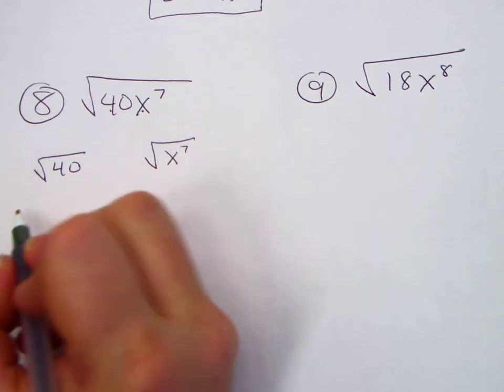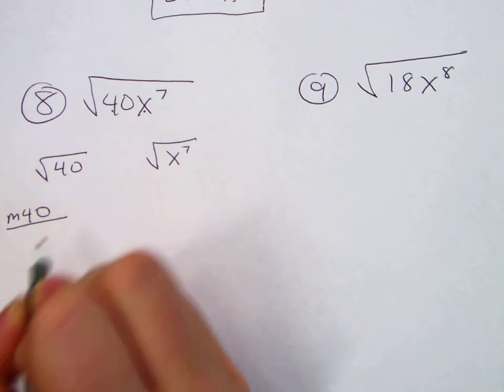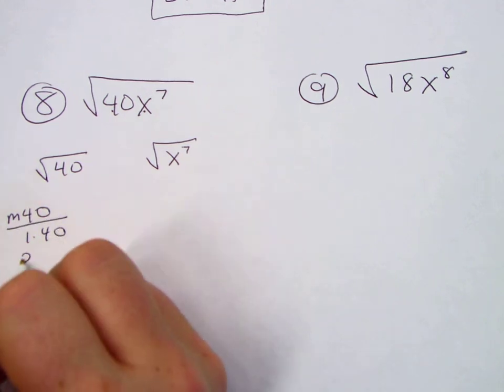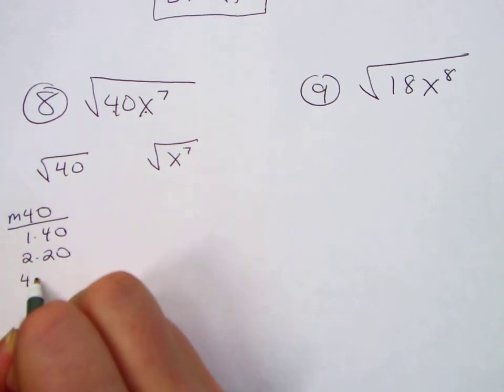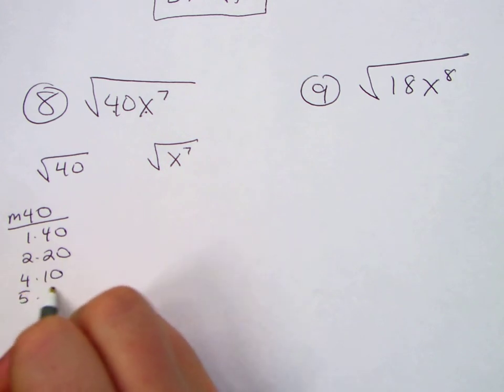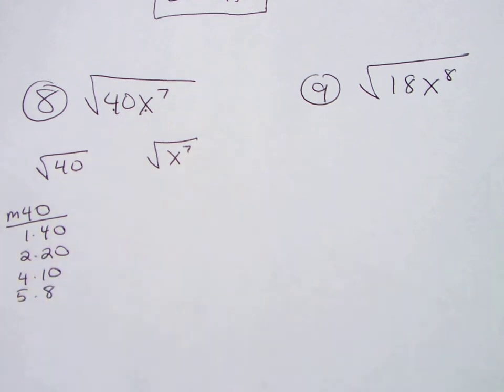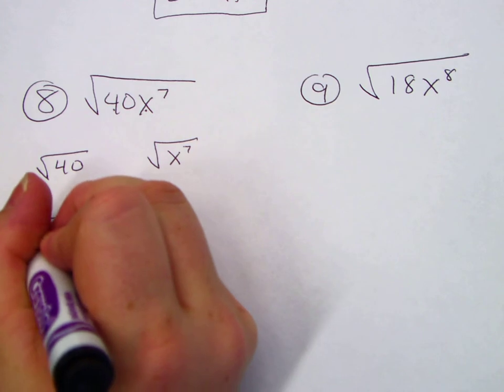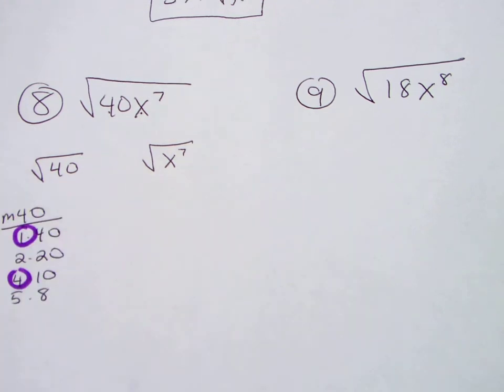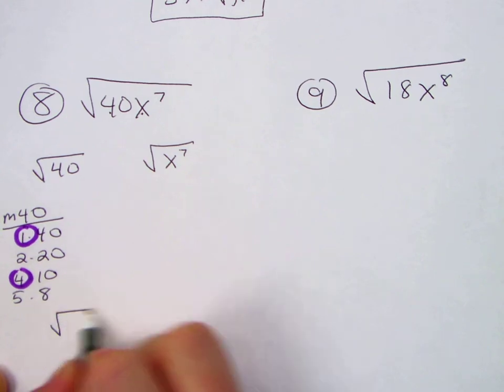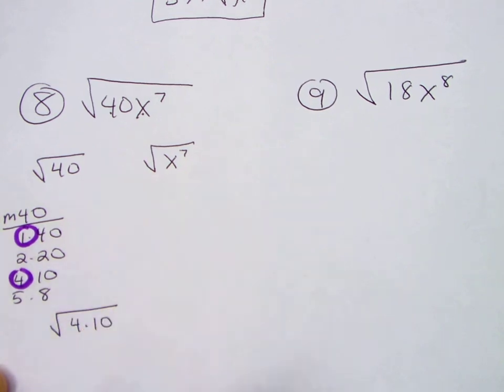What multiplies to 40? 1 times 40, 2 times 20, 4 times 10, 5 times 8. What's the perfect square? 1 and 4. So I'm going to write 40 as 4 times 10, radical 4, radical 10, 2 radical 10, right?